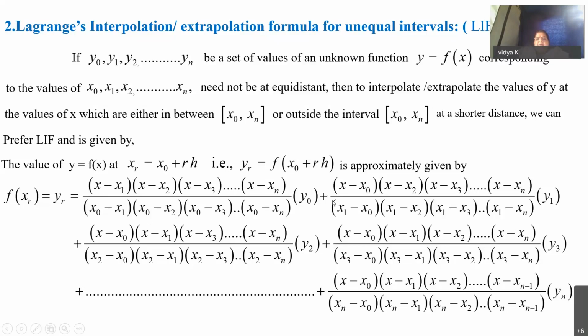Plus next, add in the second term, you write x minus x naught. Now you skip the x minus x1 term. Then take the difference of x with all the rest of the x values and divide by the same term with x replaced by x1, the term you skipped, into y1. Like that till the last term you have to add.